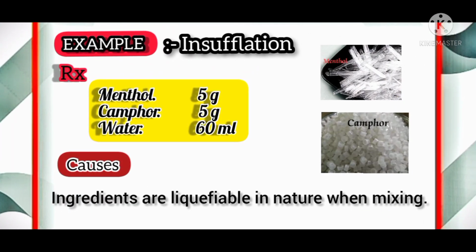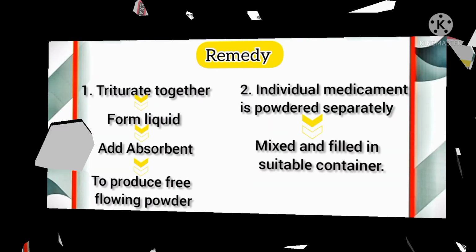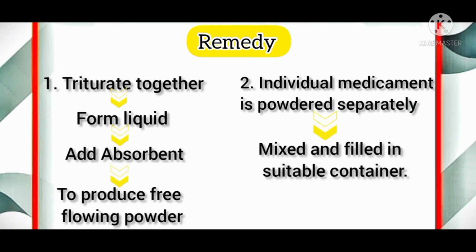Example: menthol 5 gram, camphor 5 gram, water 60 ml. This is the given prescription. Causes: the ingredients usually get liquefied while mixing. First method: triturate together and it will form a liquid, then add absorbent and finally a free-flowing powder is produced. Second method: the individual medicament is powdered separately, then mixed with absorbents and finally filled in a suitable container.